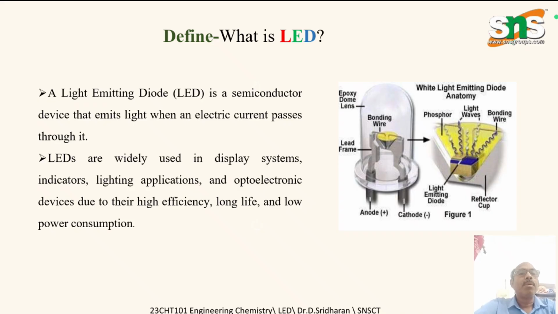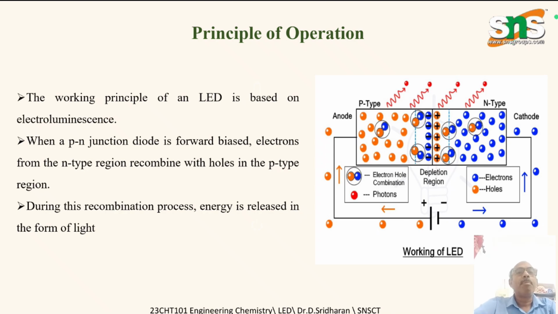Here is the working principle of the LED. Here also we use anode and cathode materials, covered with the epoxy material. Principle of operation: the working principle of LED is based on electroluminescence. When a PN junction diode is forward biased, electrons from the N-type region recombine with holes in the P-type.